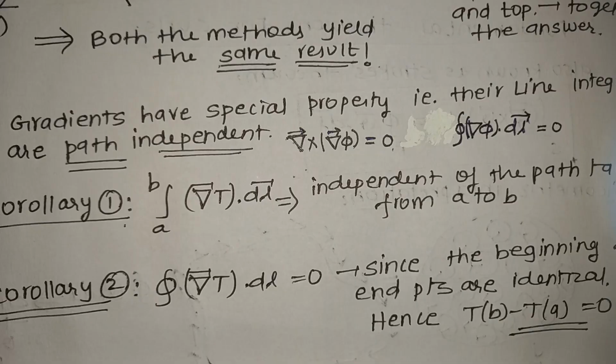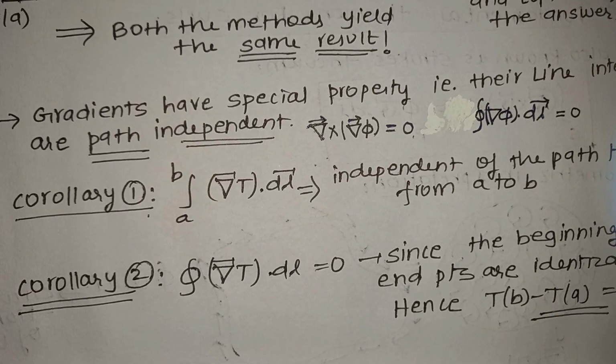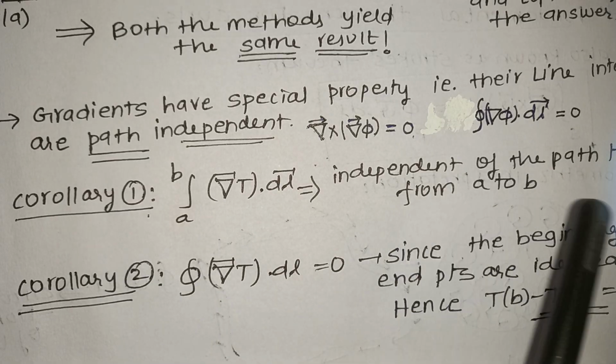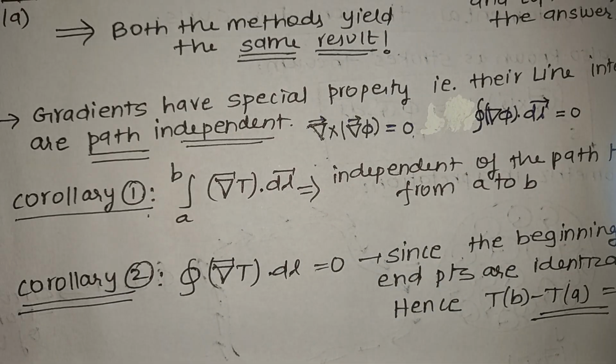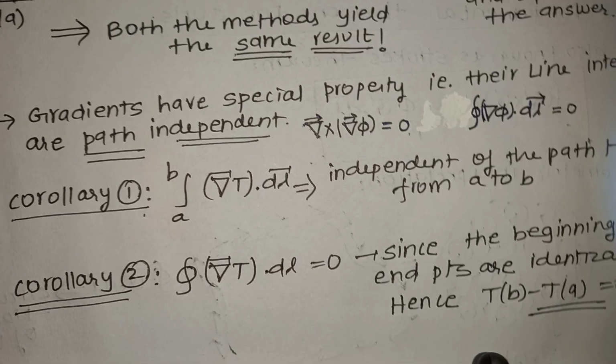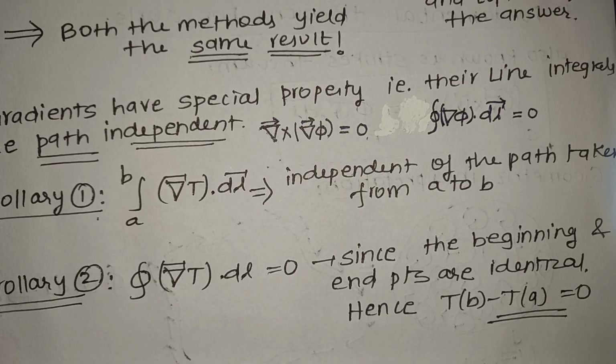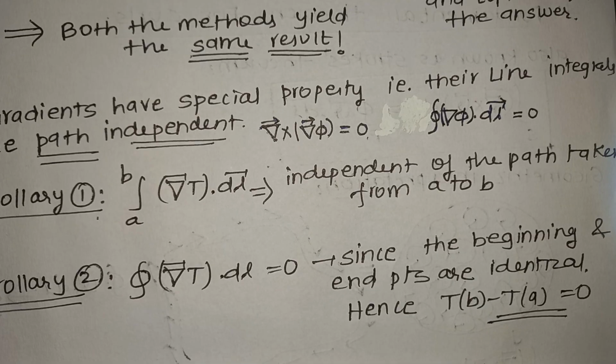We have a corollary associated with this rule: the integral from a to b of grad T dot dl is independent of the path taken from a to b. The second corollary is that the closed line integral of grad T dot dl is equal to 0, since the beginning and the end points are identical. It is like T(b) minus T(a), where a is equal to b, hence T(b) minus T(a) becomes equal to 0. Now let's see the fundamental theorem for divergence and the fundamental theorem for curl.